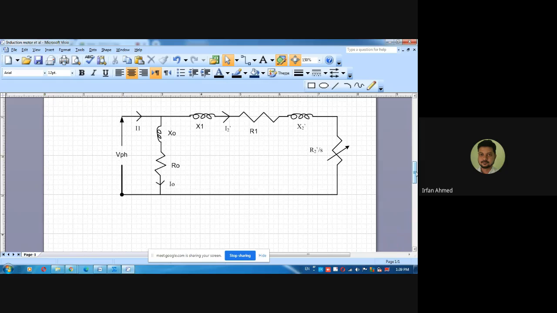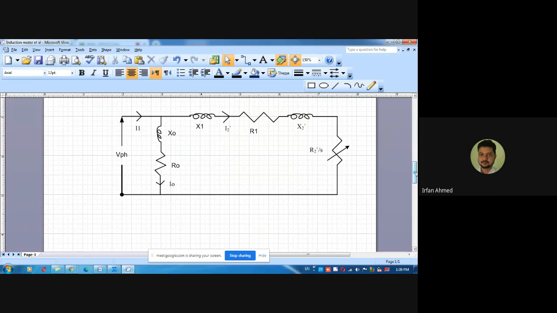Now, what you see on your screen is the equivalent circuit of an induction motor as referred to the stator winding. I think you have studied this in your UG course. Is that correct? Yes, sir.